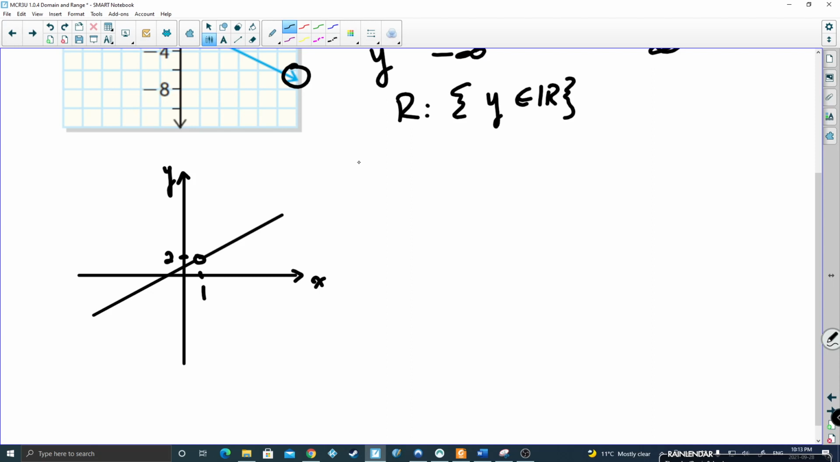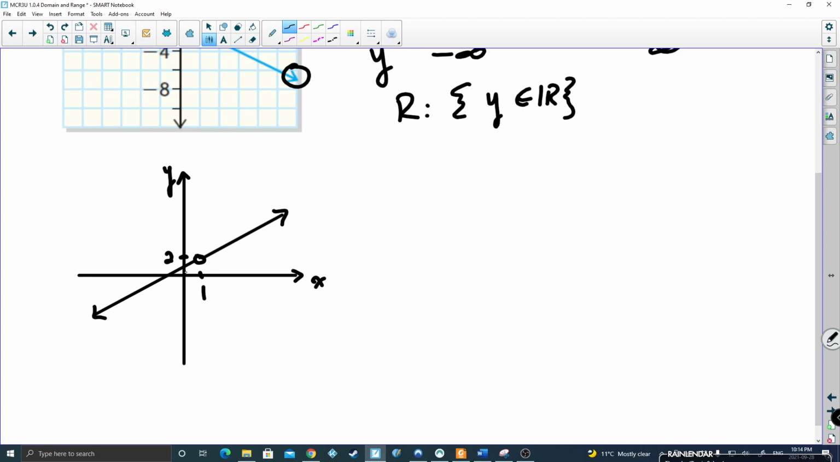Okay? So it is possible to have graphs that have what we call a hole or an open circle in the middle of the graph like this. And in this case, we do have to talk about it, because as I move along the x-axis, when I get to 1, there is no y-coordinate above it this time. It's an open circle. That means there's no coordinate there. I have to state that in my domain.